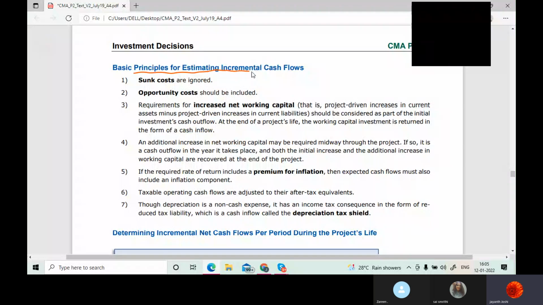Basic principles of estimating incremental cash flows. Sunk cost should never be taken. Why? Because this is a cost which you always incur, whether you perform an activity, invest or don't invest. It is an irrelevant cost or irrelevant cash flow, not a relevant one. This also should be ignored.